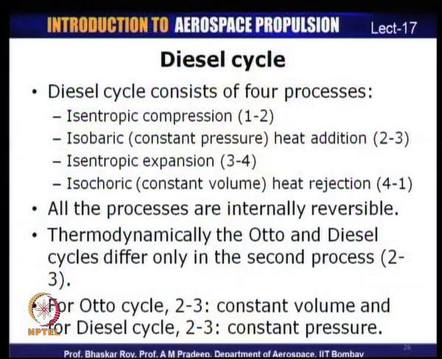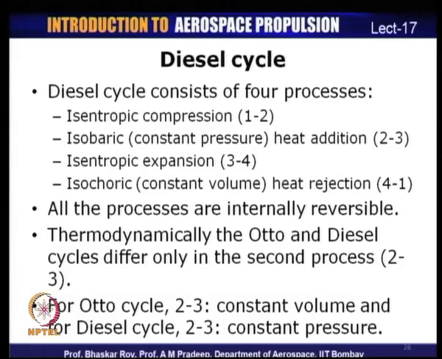So, diesel cycle basically consists of four processes like in an Otto cycle. It begins with isentropic compression. Process 1 to 2 is isentropic compression. Then we have constant pressure heat addition, unlike an Otto cycle which was constant volume heat addition. So, in a diesel cycle, we have constant pressure heat addition, which is process 2, 3, then an isentropic expansion, process 3, 4, and the last process is a constant volume heat rejection process.